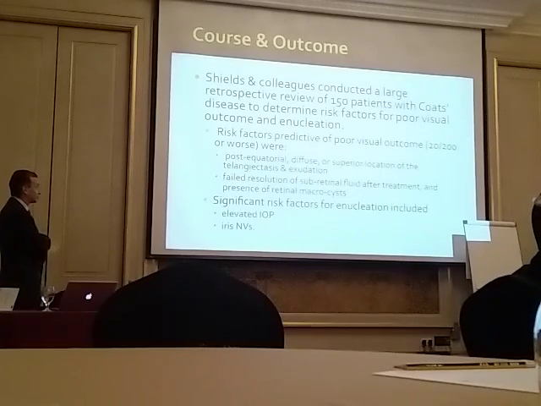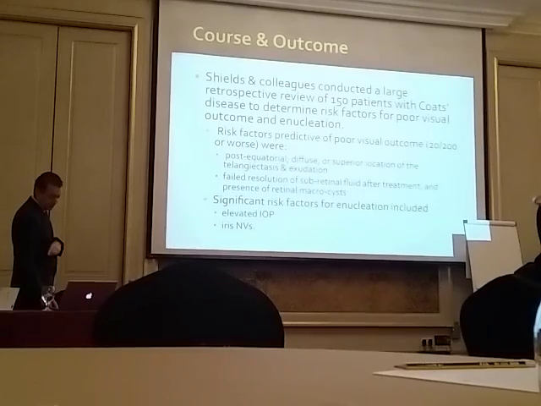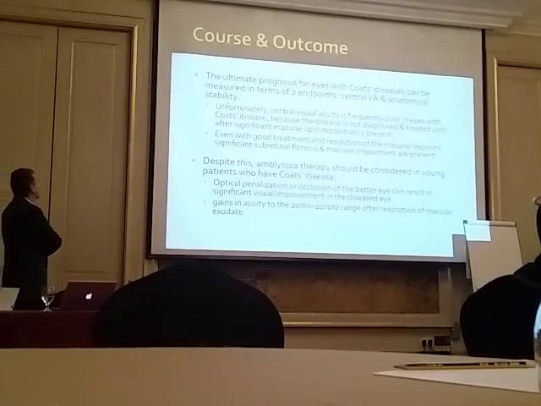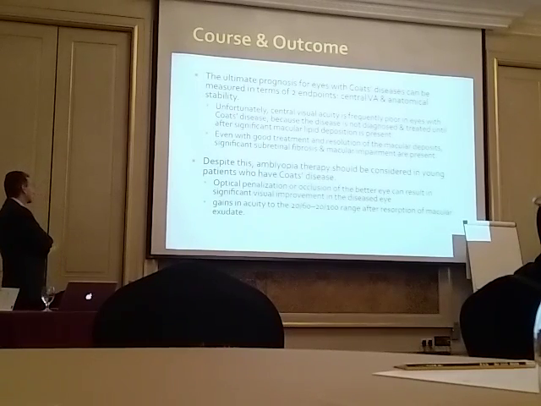Now, risk factors predictive of poor outcome in their series, poor outcome meaning vision of 20/200 or worse, were post-equatorial diffuse involvement and total dilution of subretinal fluid. Significant factors for inflammation included elevated IOP and iris fluorescence. Ultimate prognosis involves two endpoints, central visual acuity and anatomical stability.